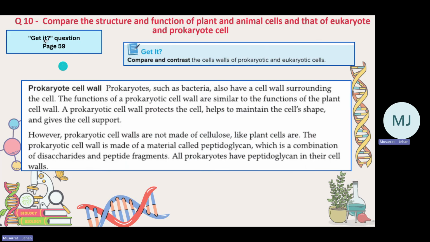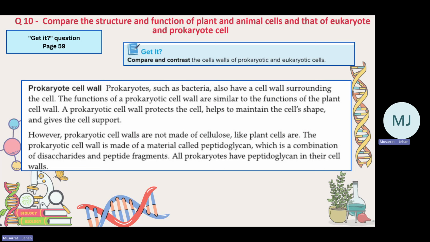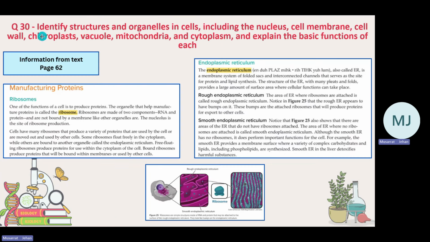This I already told you. This will also come in another question. I've already told you that the prokaryote cell wall is made of peptidoglycan. Then we come to the next question, from page number 62, about ribosomes and endoplasmic reticulum.